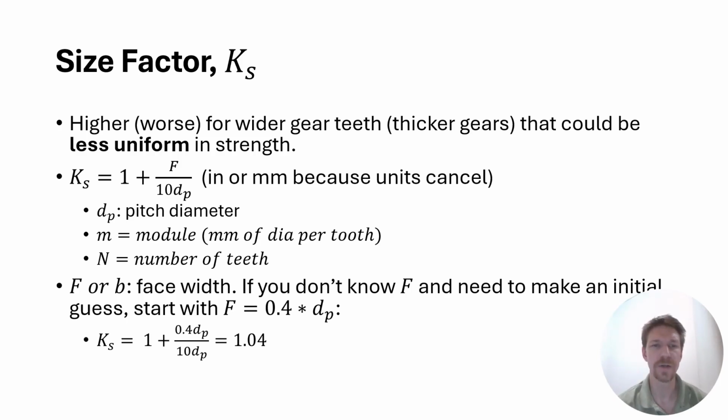Thirdly, we have the size factor, K sub S, which is worse for wider or thicker gears that could be less uniform in strength. There is an equation here, K sub S equals 1 plus the face width over 10 times the pitch diameter. Now, sometimes we need to solve for the face width. So if you don't know the face width, you can take an initial guess and start with assuming that the face width equals 0.4 times the pitch diameter. And so you get 1 plus 0.4 d sub p over 10 d sub p, and the d sub p's cancel. And so you can start by assuming a K sub S of 1.04.